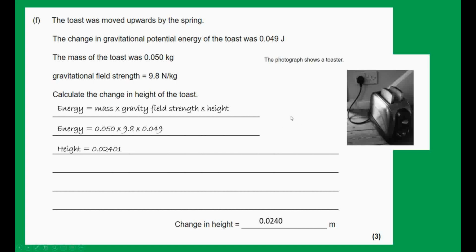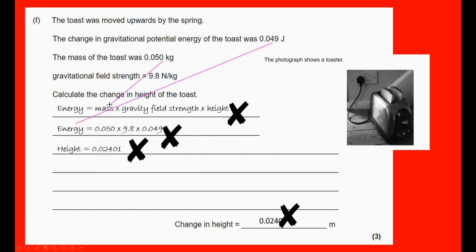Okay, moving on. This question didn't substitute properly. Again, I think it can be quite helpful to draw a line to show where the numbers go. So here we put in height as the energy. What we want to do is bring that over to here. We want to have our mass to our mass. We want to have our gravitational field strength. We don't know the height, so we can't substitute it.